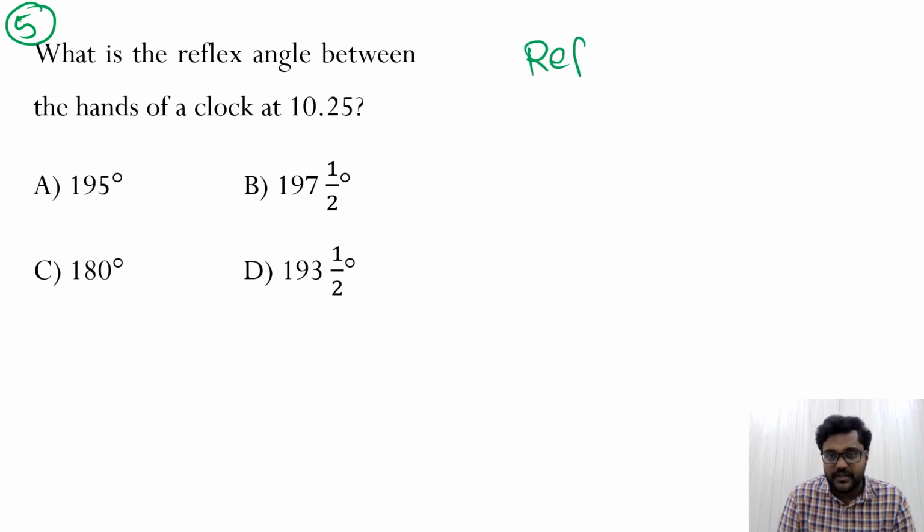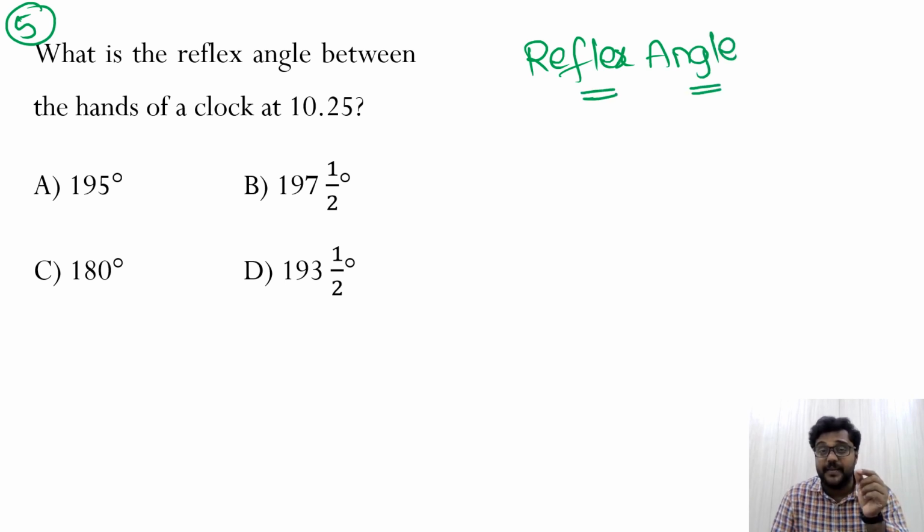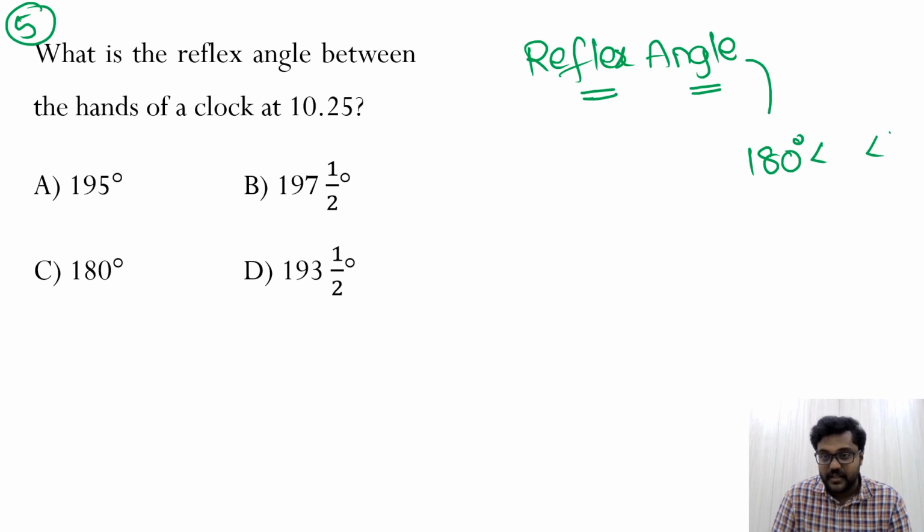So if you go through the geometry basics, reflex angle. The basic definition of an acute angle is that the angle must be between 0 and 90. An obtuse angle is between 90 and 180, whereas a reflex angle, the basic definition is that it must be between 180 and 360. It's more than 180 and less than 360. Reflex angle must be that.